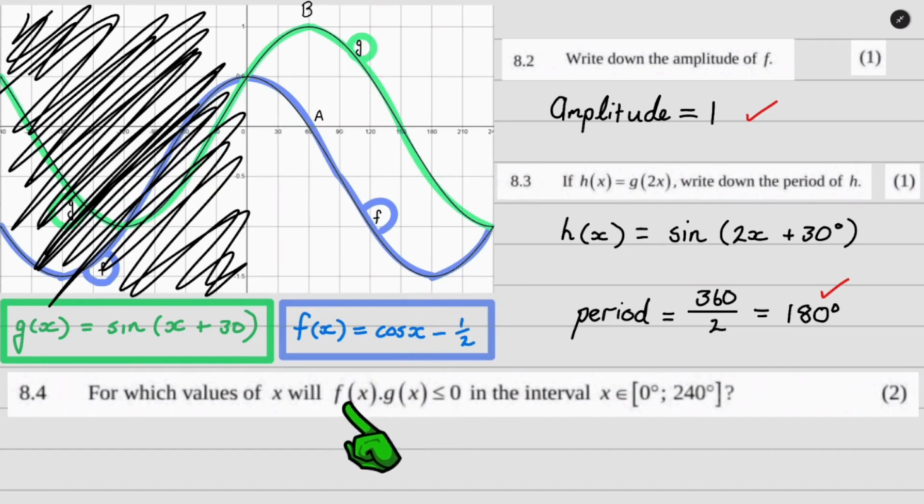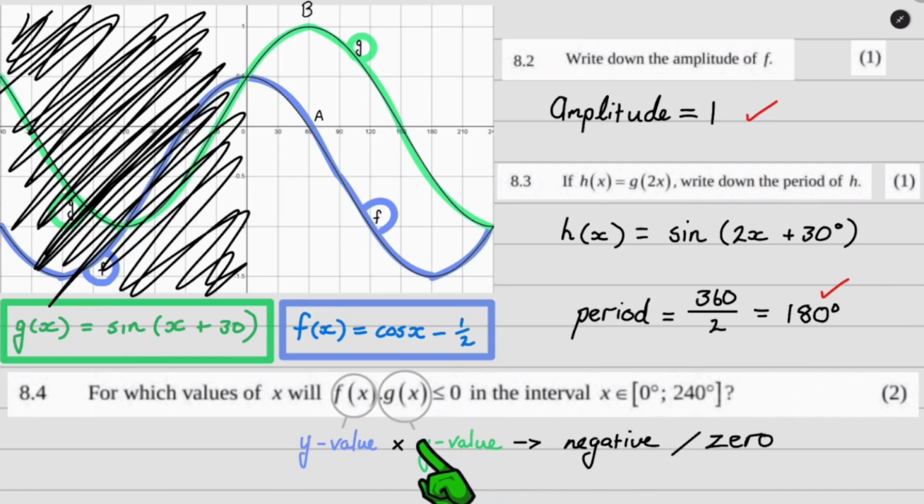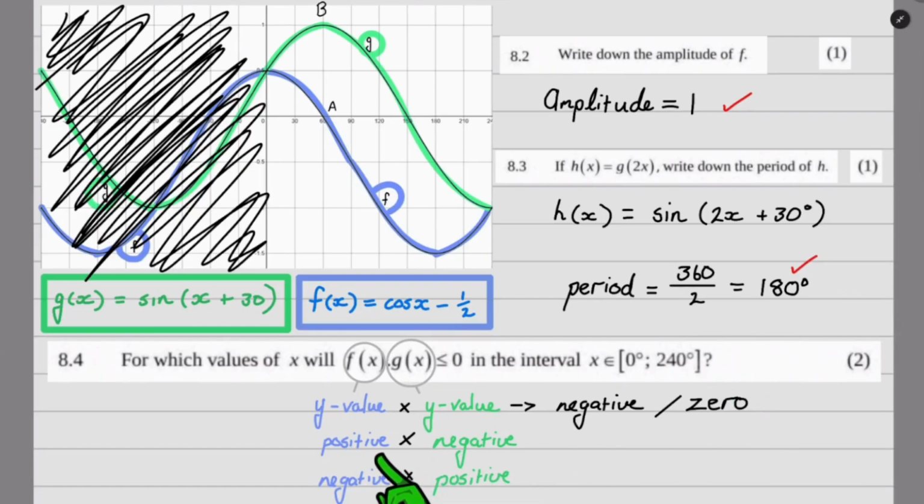Okay, now if I analyze this, f of x represents a y value. So to translate this in English, f of x is the y value of this blue graph. G of x is the y value of the green graph. And I want to multiply those together to give me a negative number, something smaller than 0. Or it could give me 0, something equal to 0. So there's only 2 possible cases where that can happen. Those 2 possible cases are a positive times a negative, or a negative times a positive. That will give me a negative number.